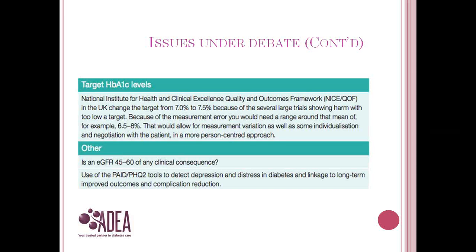The RACGP decided to limit high-level evidence of the guidelines to A1C of between 6.5 or 48 millimole per mole to 7%, or 53 millimole per mole, as a general target, acknowledging there is a breadth of individualized approach. The other thing was the idea of whether an EGFR of 45 to 60 has any clinical consequence, which could be an ongoing debate. And also, as I acknowledge, the use of the PAID tool and PHQ tool does need linkage to long-term improved outcomes and complication reduction.